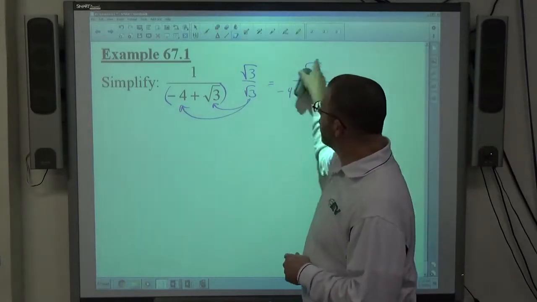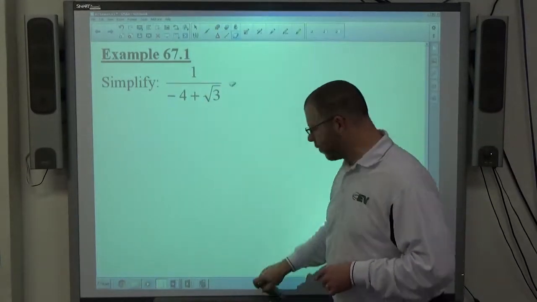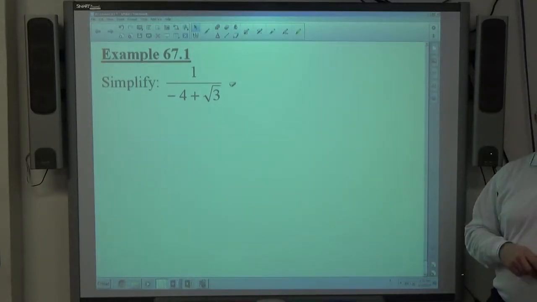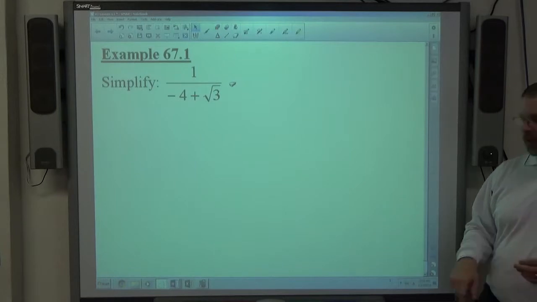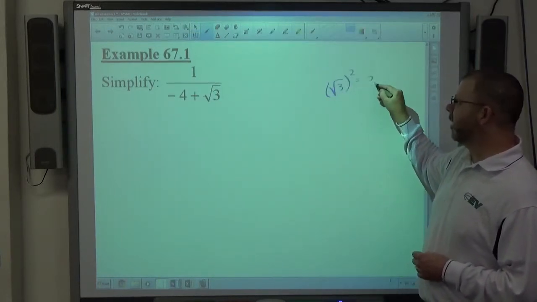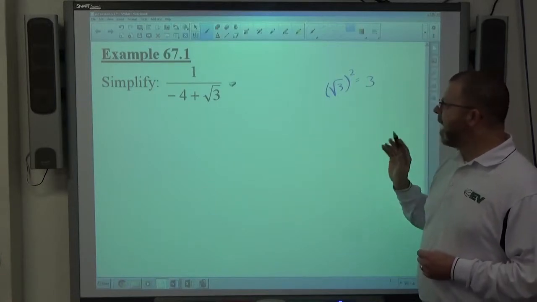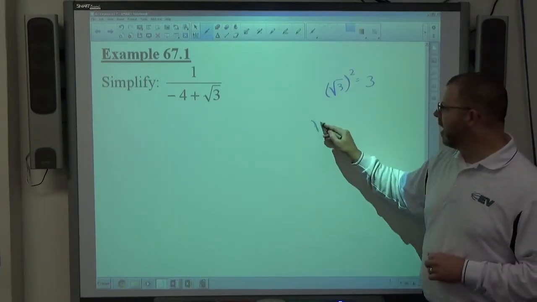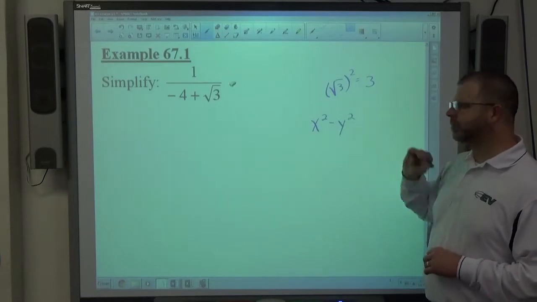So structurally, you have to recognize this for what it is in order to understand how to do it. What gets rid of a square root is squaring things, right? So, for example, the square root of 3 squared is equal to 3, right? And we have a little thing that we learned back in Algebra 1, and I think we revisited in Algebra 2 already. It's called a difference of squares. It looks like this. X squared minus y squared.